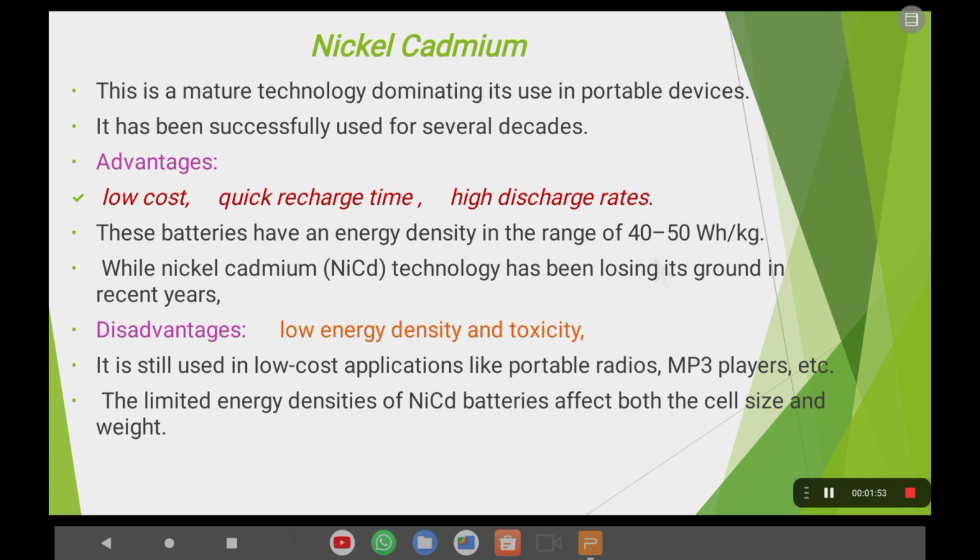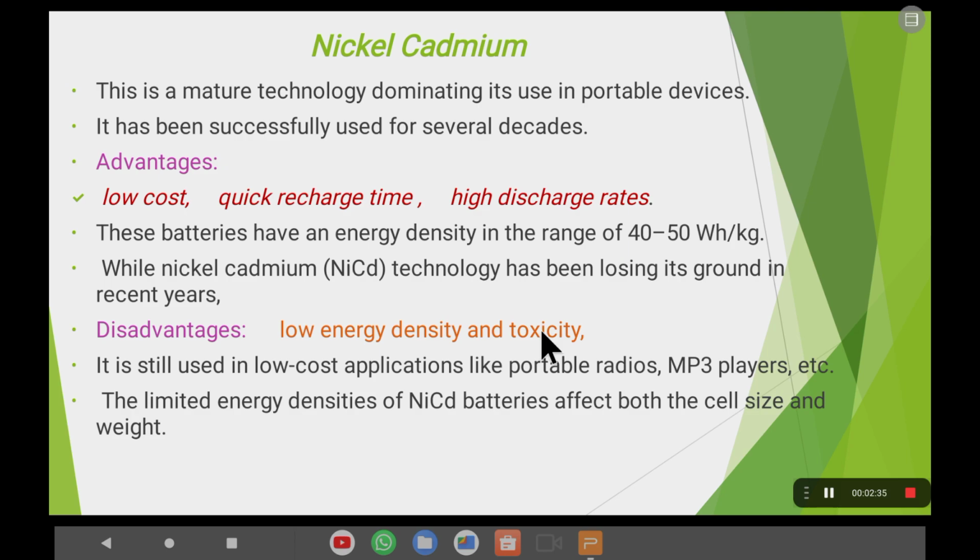But it also has some limitations. Nickel cadmium technology has been losing its ground because of the following drawbacks: low energy density and toxicity. The capacity of the nickel cadmium battery is low because of its low energy density, so the battery life is not up to the mark. One more drawback is toxicity. Nickel and cadmium are toxic. Whenever you dispose of the battery in the environment, it causes hazards to the environment as well as the people in the surrounding places.